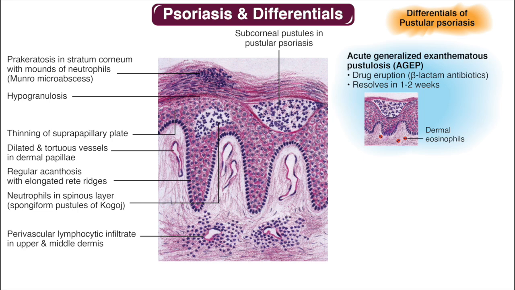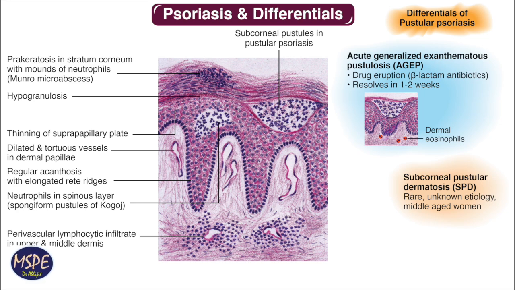AGEP is a pustular drug reaction commonly associated with beta-lactam antibiotics like penicillins and cephalosporins. It generally resolves in 1 to 2 weeks after withdrawal of offending agents. Histomorphology is non-specific and mostly similar to pustular psoriasis except presence of dermal eosinophils. Definitive diagnosis requires clinical correlation. Subcorneal pustular dermatosis or SPD is a rare pustular eruption of unknown etiology occurring in middle-aged women. It has almost identical histomorphology.